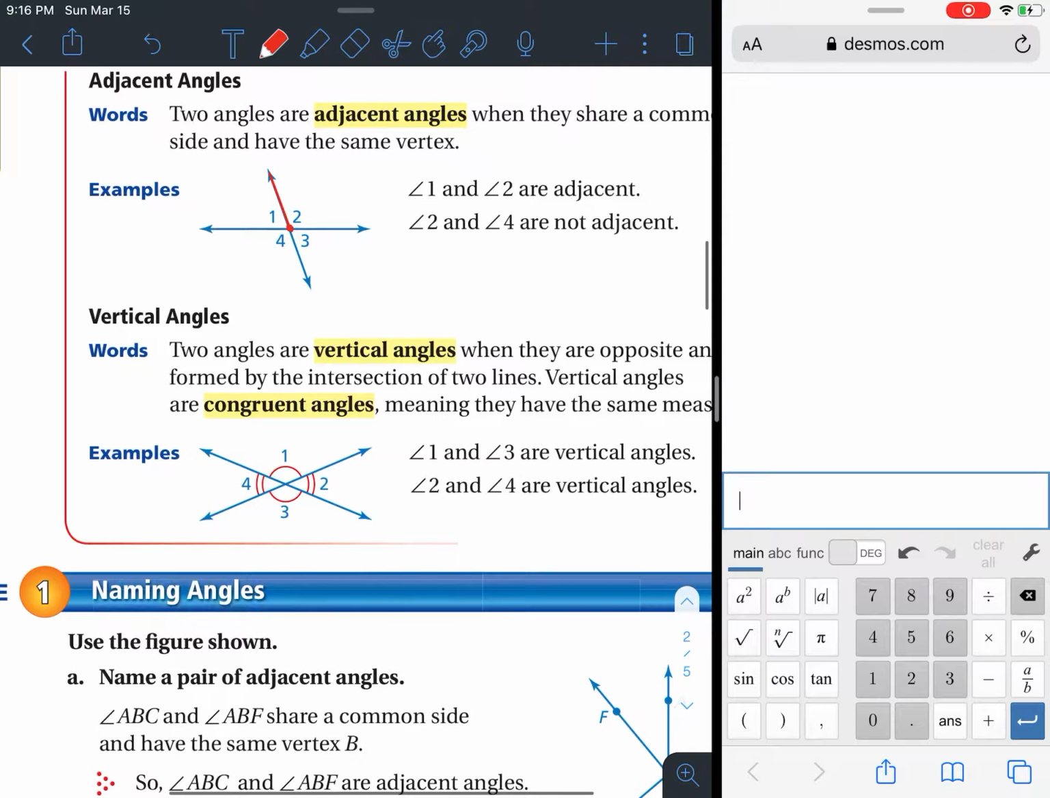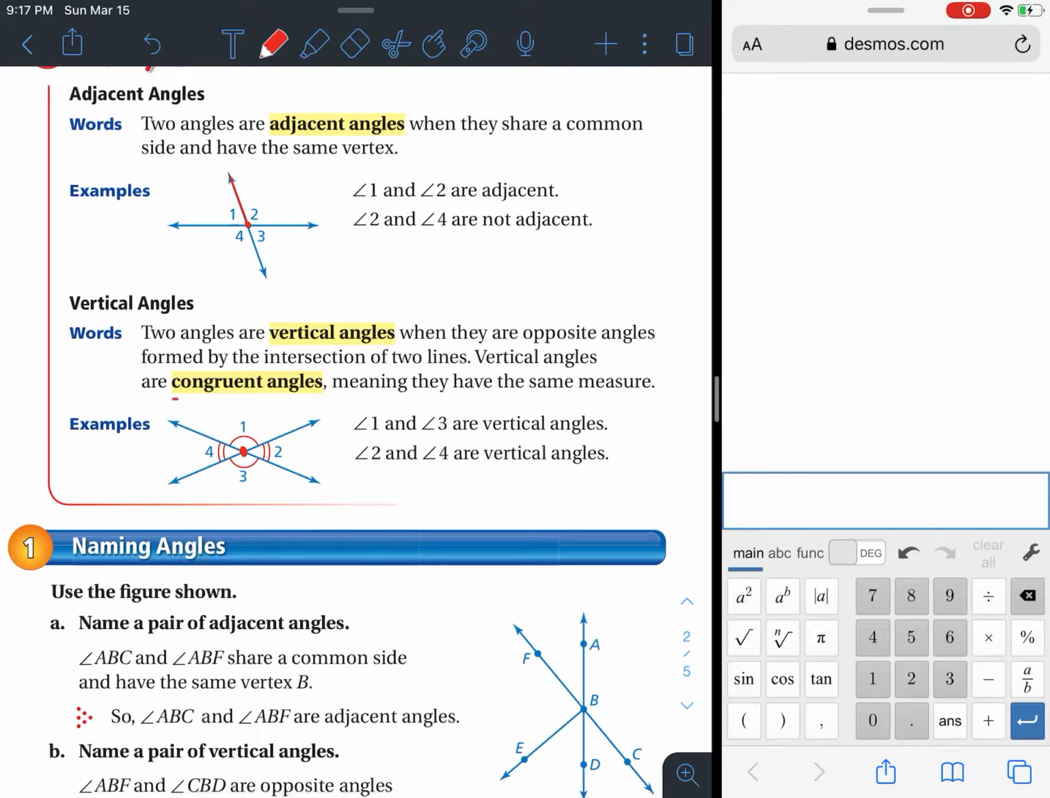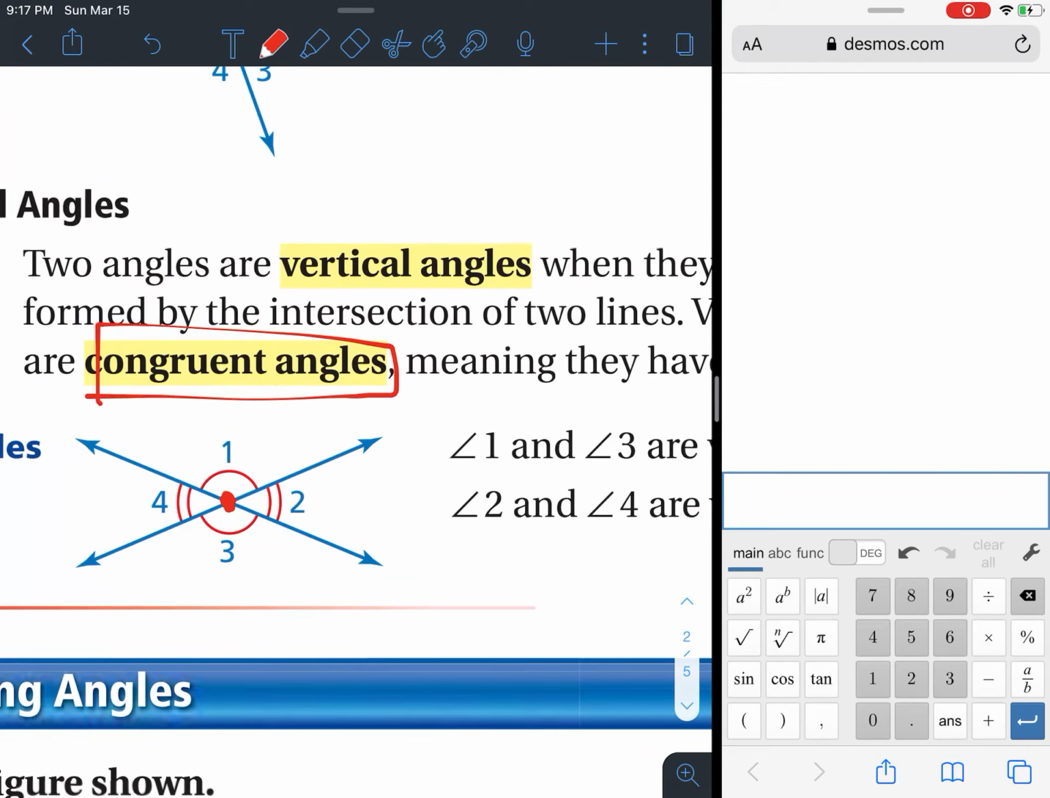The other vocab word for today is vertical angles. That means they share the point in the middle, but they don't share any sides. So 1 and 3 are vertical, and then 2 and 4 are vertical. When they're vertical, they're congruent, meaning they are equal. They have the same measure.